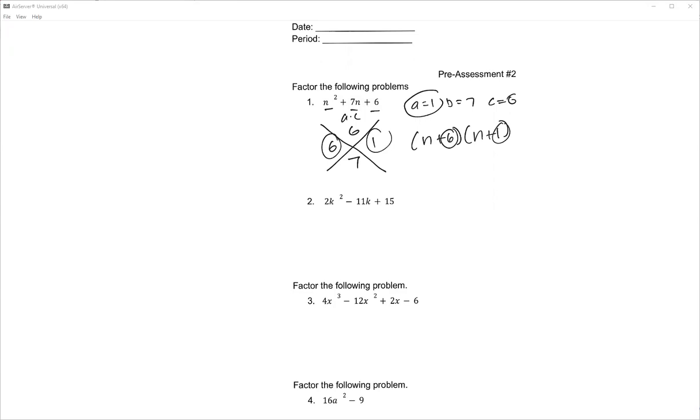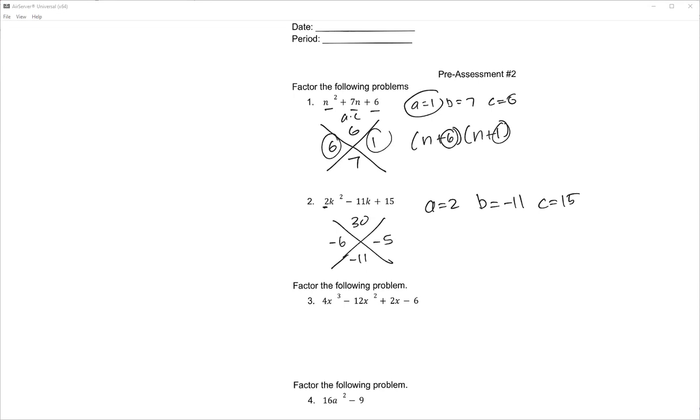For number 2, notice that you have an A of 2, so you do have to do that extra step. A is 2, B is equal to negative 11, and C is equal to 15. So A times C is 30, B is negative 11. You want two numbers that multiply into the 30 and add up to negative 11, which will be negative 6 and negative 5, right?